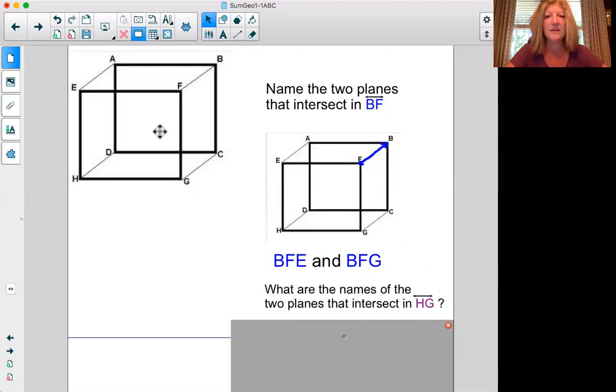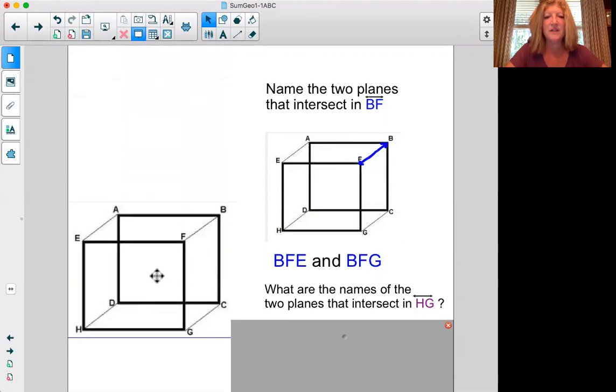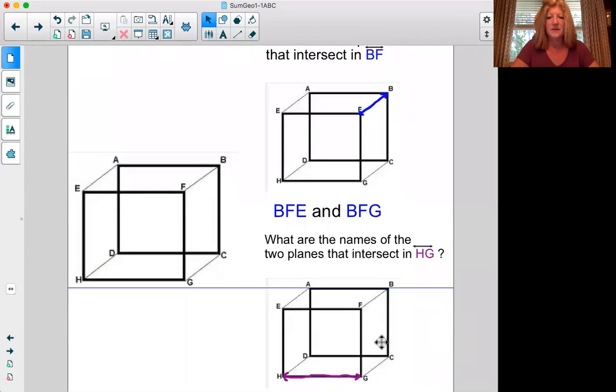All right, now take a minute and find the intersection. Pause the video and write down the planes that intersect in HG. So HG is this front edge here. So this plane and this plane, the bottom and the front. So the front and that bottom plane would create that intersection.